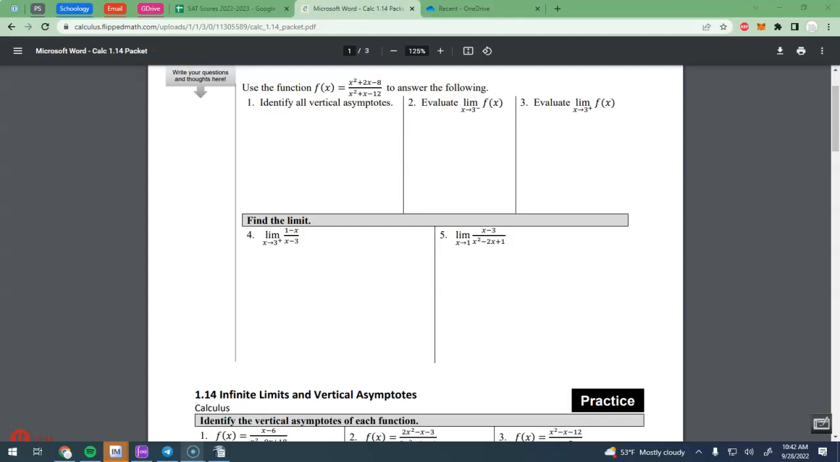Okay? So if I look at number 1 here, I'm going to set that bottom equals 0. So x squared plus x minus 12 equals 0. I can factor that: x plus 4, x minus 3. That would give me x equals negative 4 and x equals 3. So the two things you can do from here would be plug these back into the top. And if you get 0 on the top also, what is it? A hole or removable discontinuity. If you don't get 0, it's a vertical asymptote.